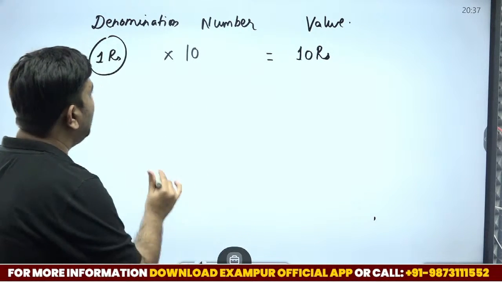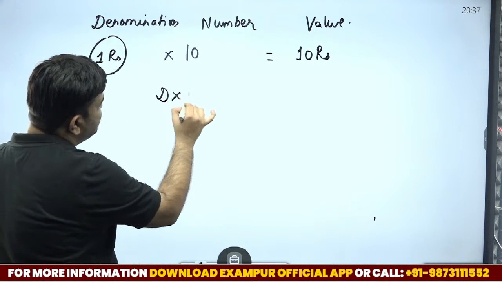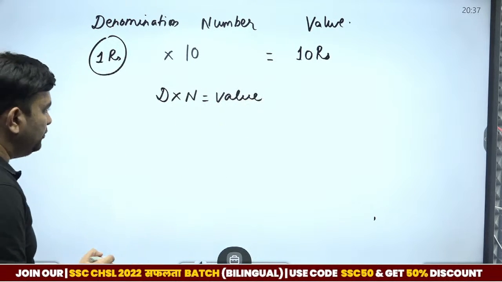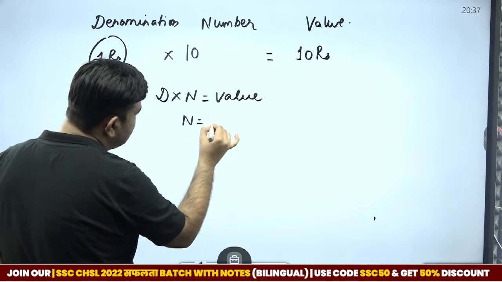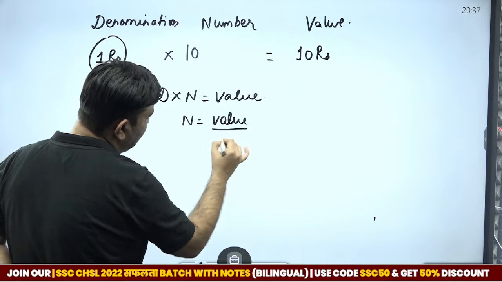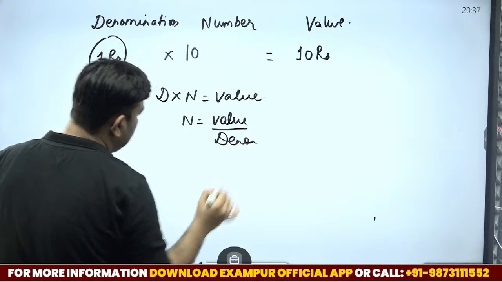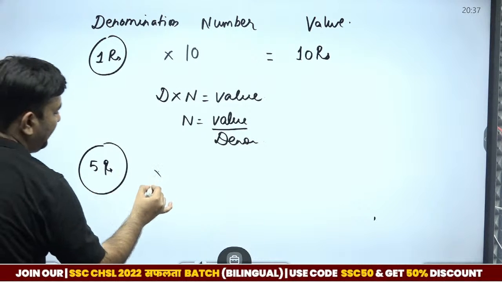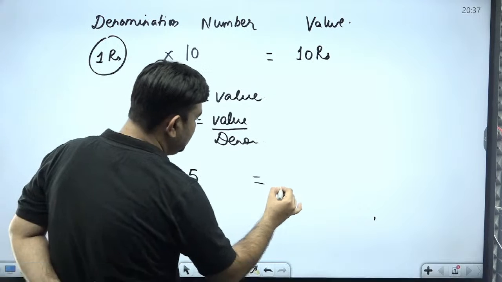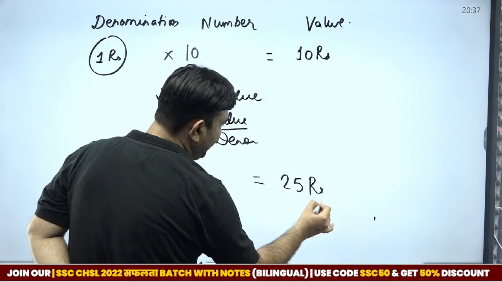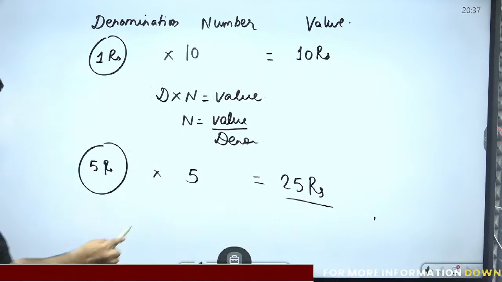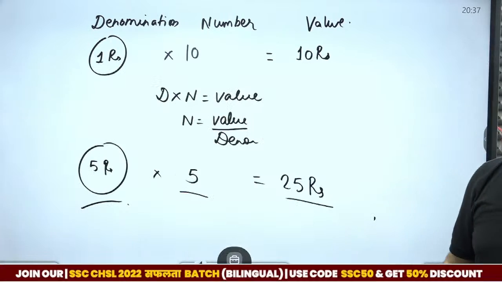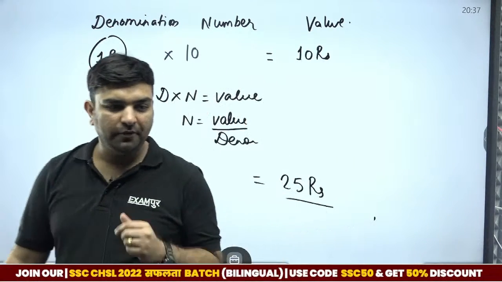So what is the formula coming out? The formula is denomination into number is value. We can use it as number is equal to value upon denomination as well. Similarly, if it is a 5 rupee coin and they are 5 in number, they will constitute 25 rupees. 25 rupees is the value, 5 is the number, and 5 rupees is the denomination. Perfect.